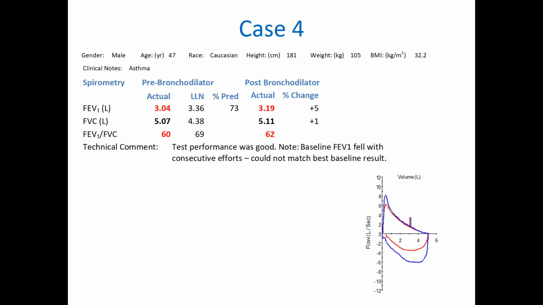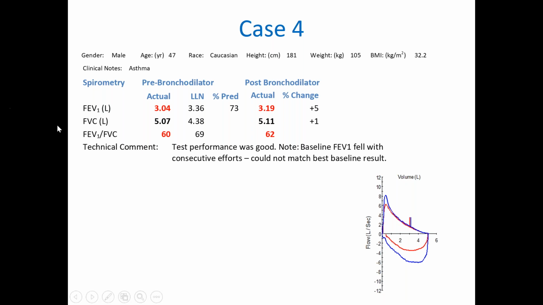This example here shows a patient who has obstruction on baseline spirometry. When we give them bronchodilator, we don't see any difference. So if we were looking at this at face value, we would note that there is obstruction on spirometry with no significant response to inhaled bronchodilator.